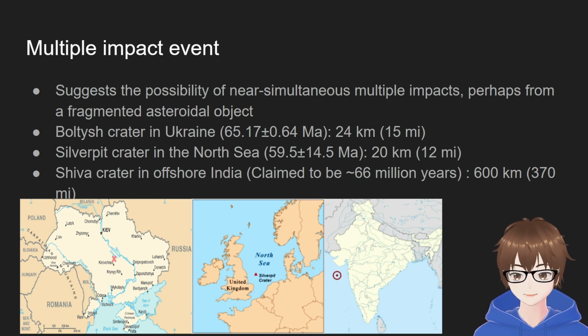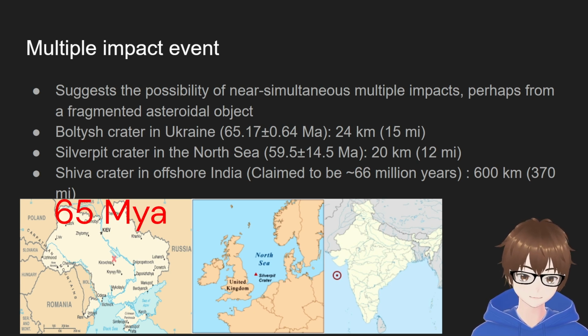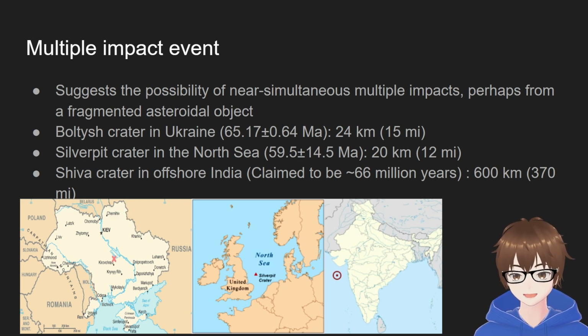So we have the Boltysh crater in Ukraine, which hit around 65 million years ago, and it was 24 kilometers, or 15 miles, in diameter, which is large. Then there's the Silverpit crater in the North Sea. I have pictures here in order. The very far left is Ukraine, where it's at in Ukraine.